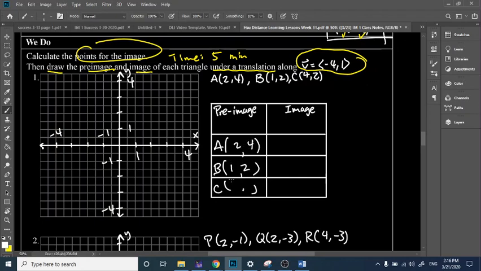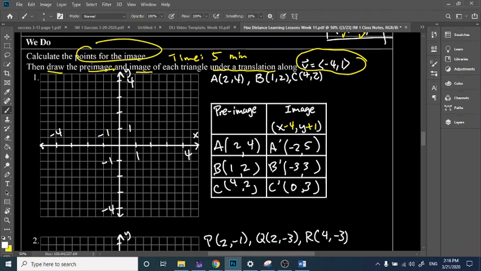2, 4, 1, 2, 4, 2. Alright, and then we want this. So that is going to give us x, and then that's going to be minus 4. Then we get y, and that's going to be plus 1. So 2 minus 4 is going to be negative 2. 1 minus 4 is negative 3. 4 minus 4 is 0. Okay, 4 plus 1 is 5. 2 plus 1 is 3. 2 plus 1 is 3.